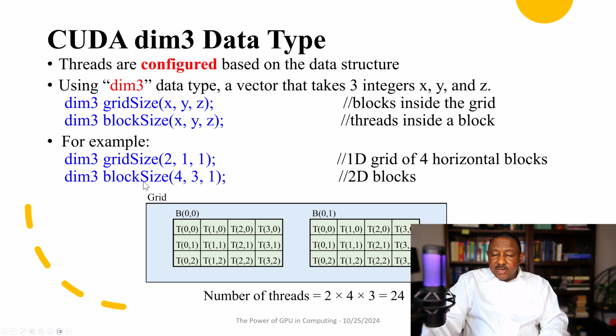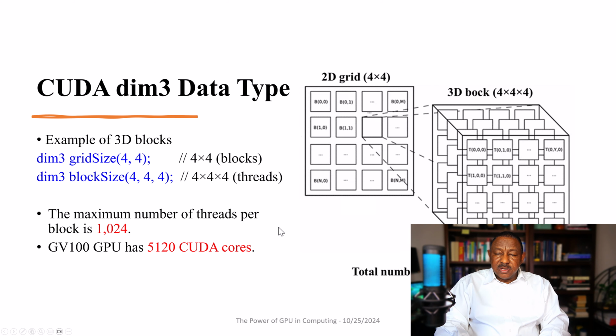But when we come to the block here, we have 4, 3, 1. So that means we have a two-dimensional block, 4 and 3: we have 4 on the x axis and 3 on the y axis. That means it is 2 dimension. So if we need to compute the total number of threads, we multiply 2 by 4 by 3, and we have 24 threads. So this is the total number of threads.